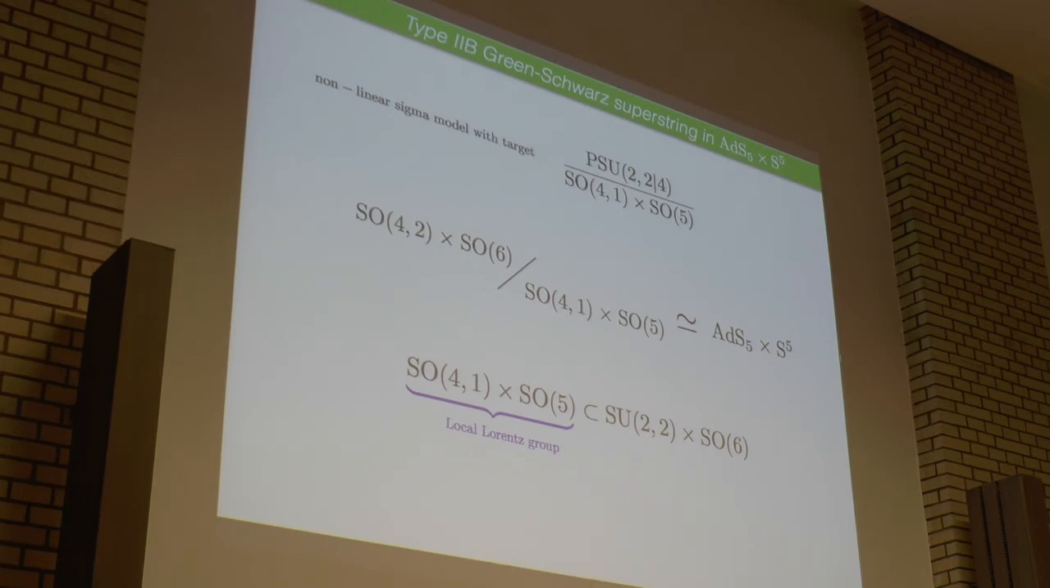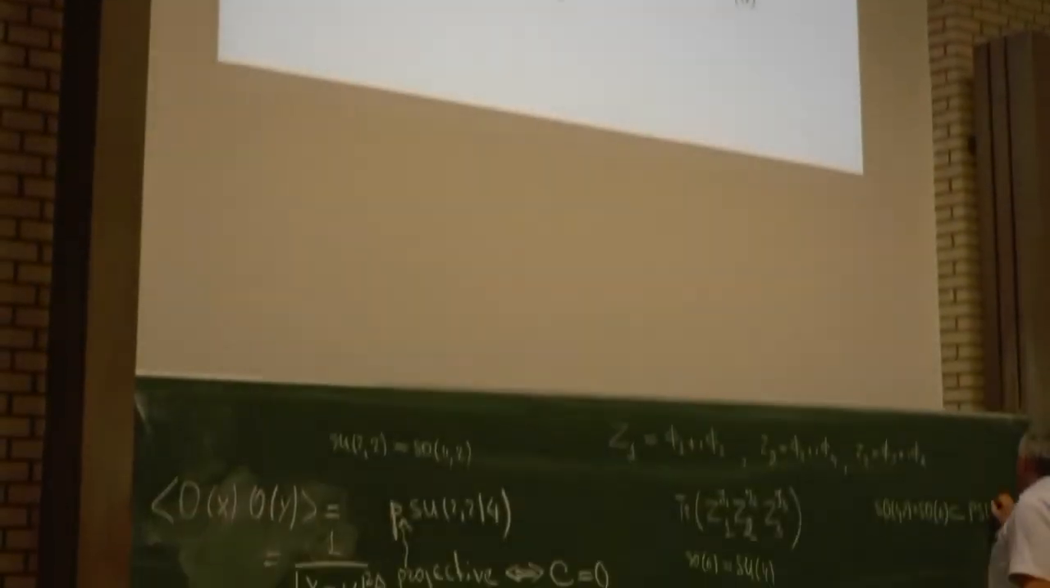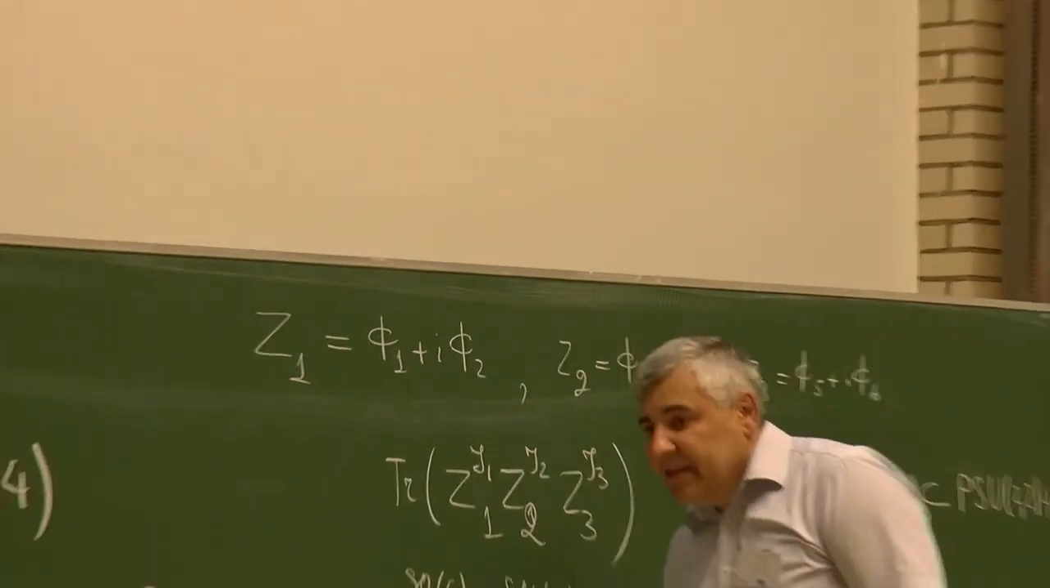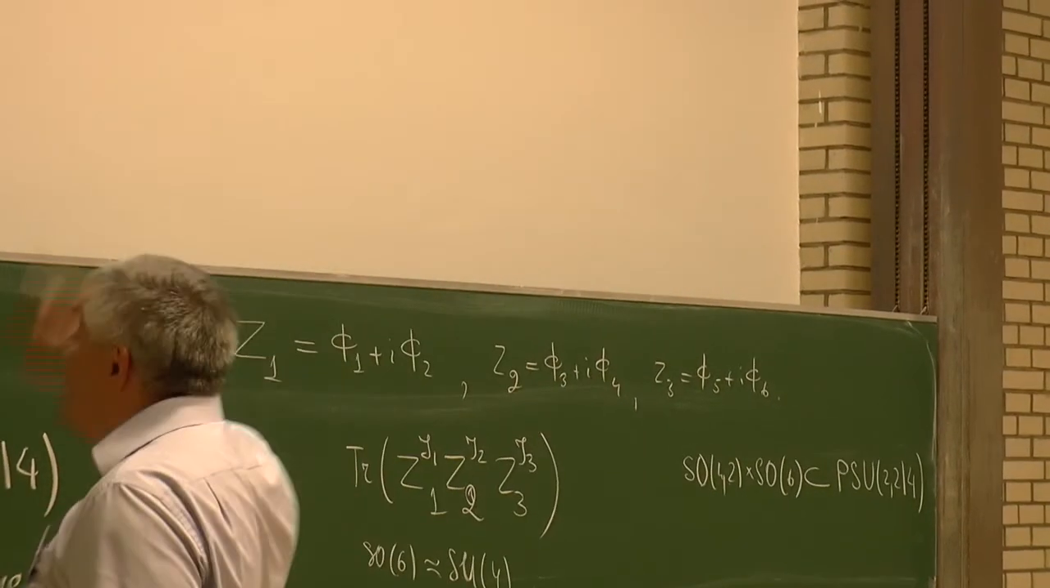And the rest, what is in PSU(2,2|4), is described by fermionic degrees of freedom. That is precisely what makes the fermionic degrees of freedom of the superstring. So SO(4,2) cross SO(6) is a maximal bosonic subgroup which sits in PSU(2,2|4), and factoring this out by this denominator, we obtain the AdS5 cross S5 space.